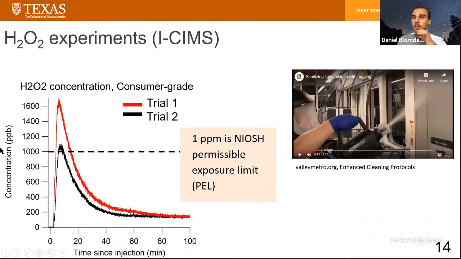But you can imagine what would happen in the Valley Metro rail public transit case, in that spraying this much hydrogen peroxide around in an indoor space would lead to a lot higher elevations, and with a lower air exchange rate would lead to much elevated concentration for longer periods of time. And so the hydrogen peroxide concentrations in those spaces could reach quite dangerous levels.